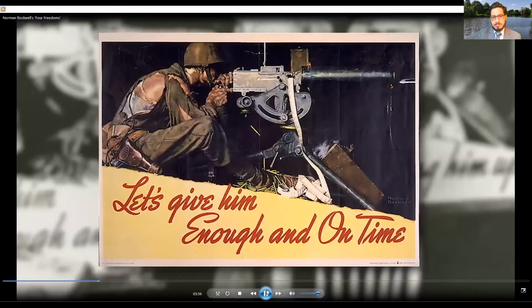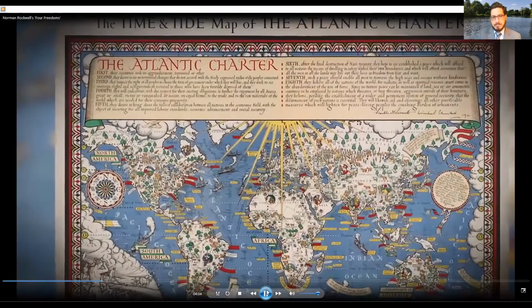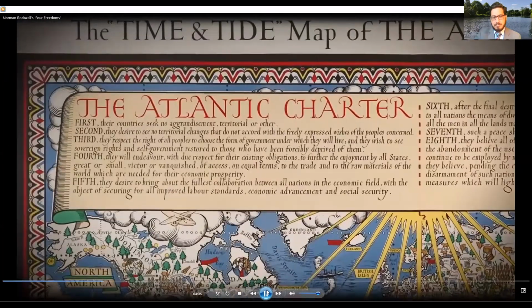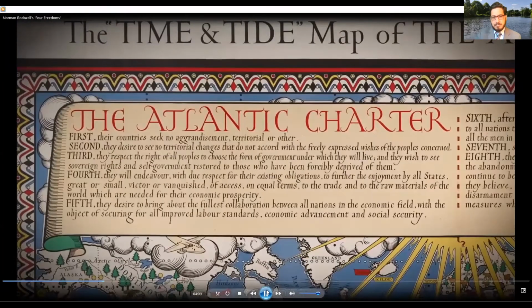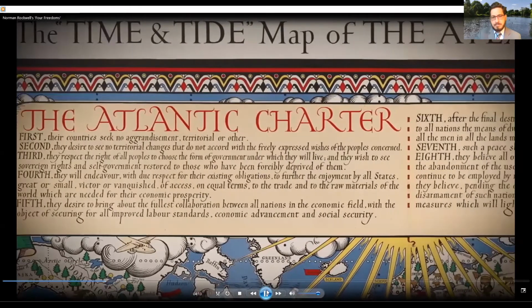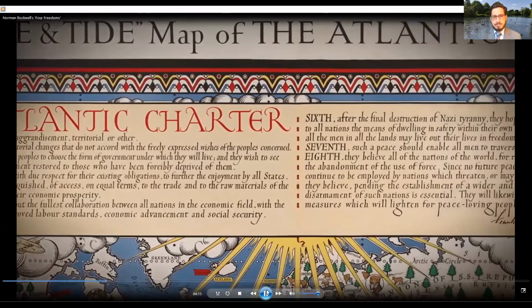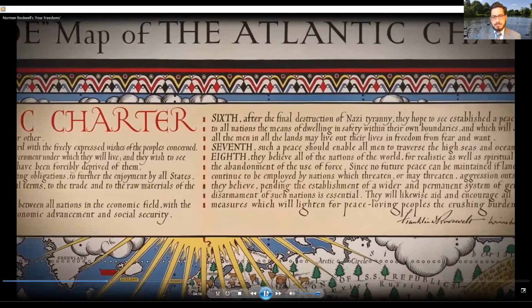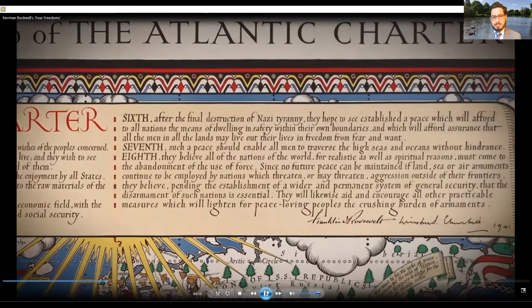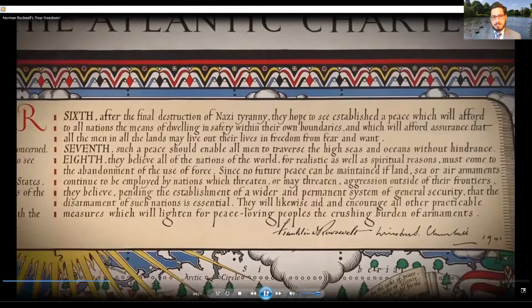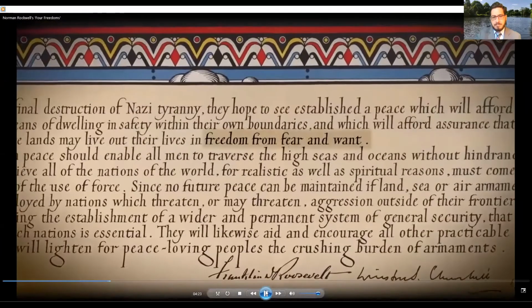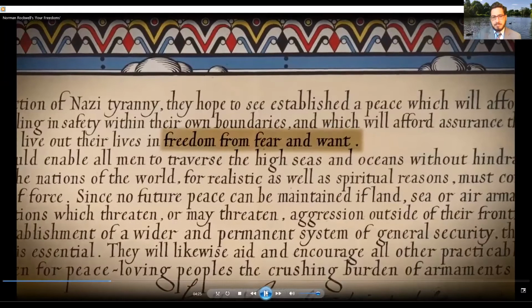After completing this poster for the U.S. Army, he realized that he wanted to do more and planned to make a statement about why the country was fighting the war. Rockwell attempted to read the words of the Atlantic Charter for inspiration, but could not get past the first chapter. The language of the Charter, in his words, stuck in his throat. However, what Rockwell did take note of in the Atlantic Charter was the reference to two of Roosevelt's four freedoms: freedom from want and freedom from fear.